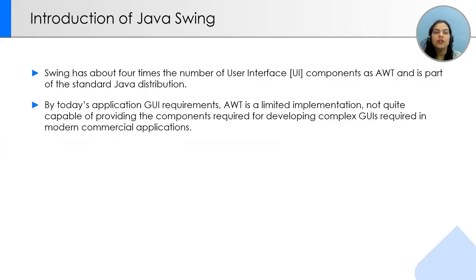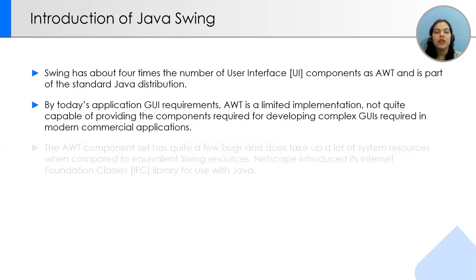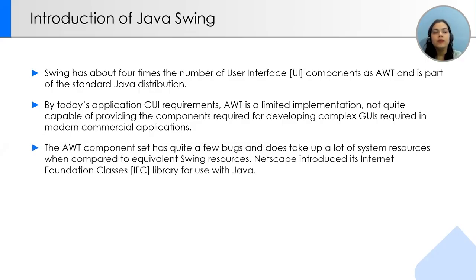Now, by today's application GUI requirements, AWT is a limited implementation. It is also not quite capable of providing the components required for developing the complex GUIs needed in modern commercial applications. So Java Swing is an advantage, as it provides the complex GUI required in modern commercial applications. The AWT component set has quite a few bugs and takes up a lot of system resources. But when we compare the same thing to Java Swing, it is equivalent to Swing resources.